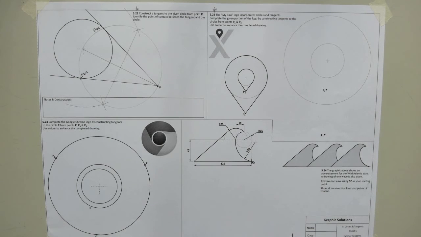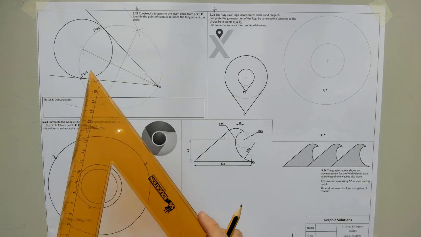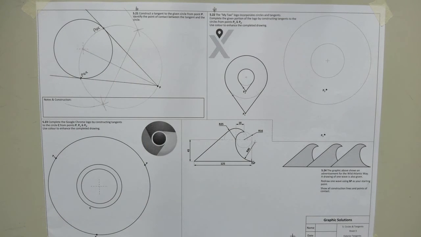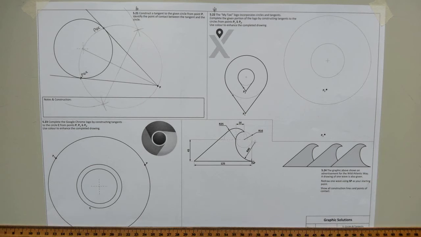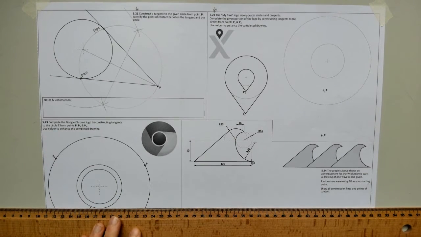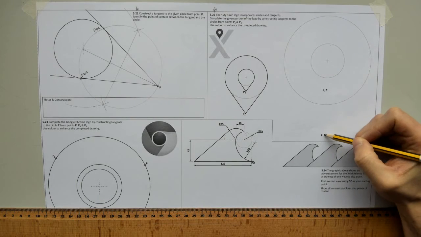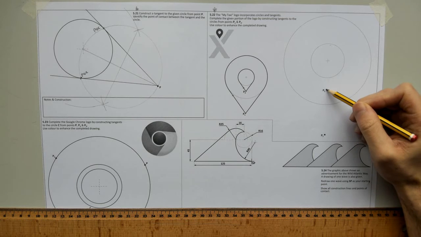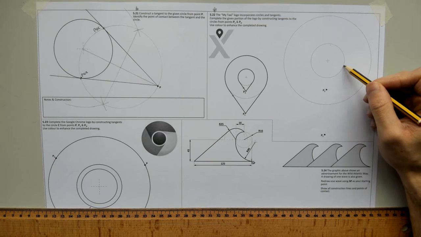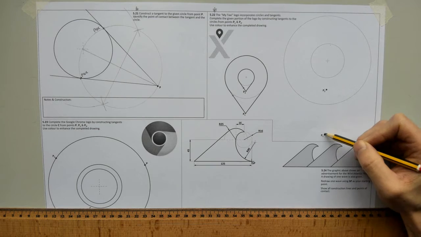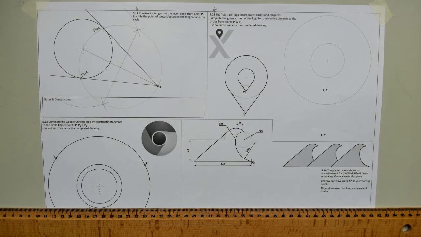Then for activity 5.22, it's actually putting into practice what we've learned here. It tells us the My Taxi logo incorporates circles and tangents. Complete the given portion of the logo by constructing tangents to the circles from points P1 and P2. Use colour to enhance the completed drawing. So for this activity we have two circles and two points. Point P2 is going to be connecting as a tangent to this circle here, and point P1 is going to be connecting as a tangent to this circle here.